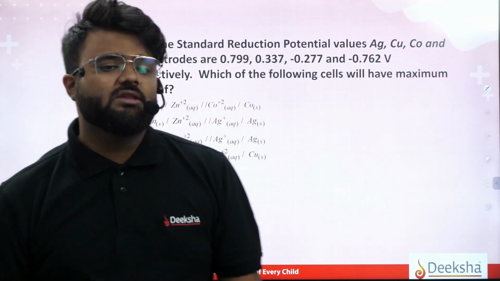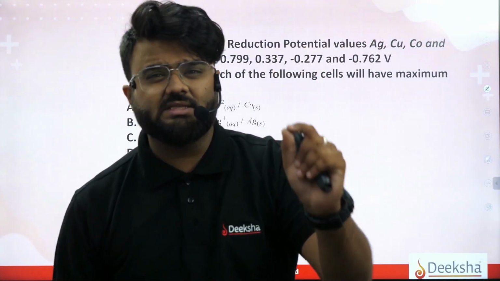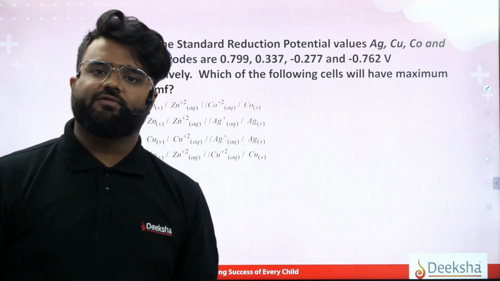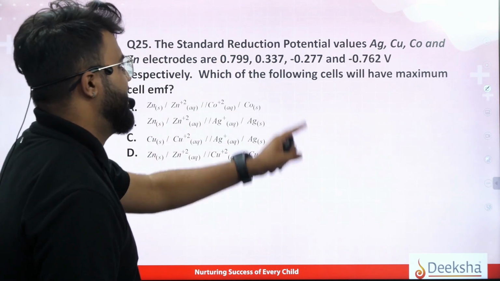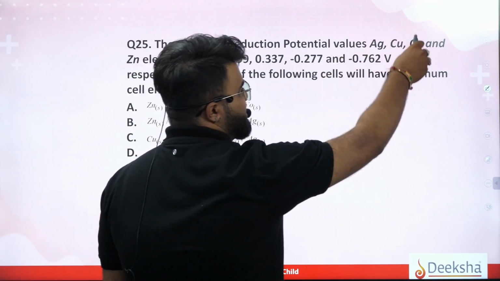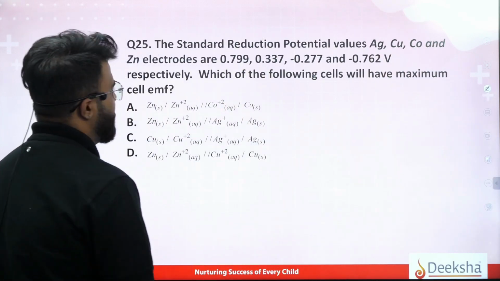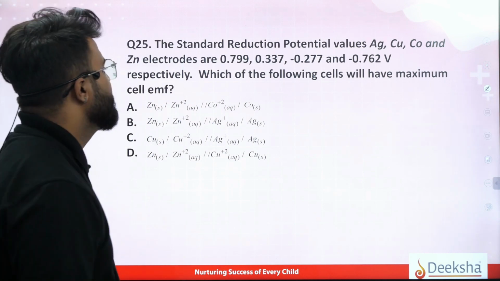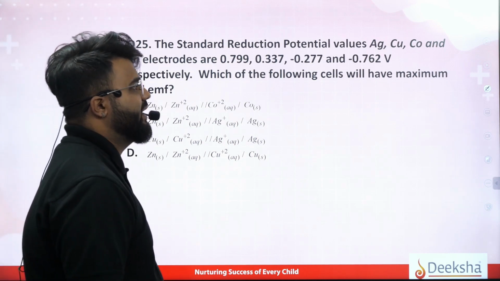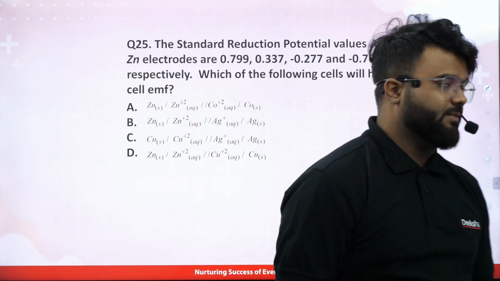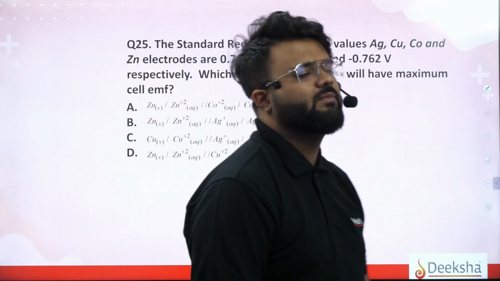In question 25, as soon as you see this, you have to get the easiest formula, that is E naught of the cell. So what is question number 25? It says the standard reduction potential values of Ag, Cu, Co, that is silver, copper and cobalt, and the zinc electrodes are 0.799, 0.337, minus 0.277 and minus 0.762 V respectively. So which of the following cells will have maximum EMF?